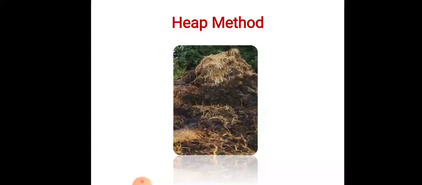This is a defective method which causes large loss of nutrients from the manure. So this is not as good as other methods, because here we store the cow dung or the litter heap-wise, and when there is heavy rainfall the nutrients are leached out from these heaps. There is no storage of urine, the facility for storage of urine is not there. So this is not used very much.